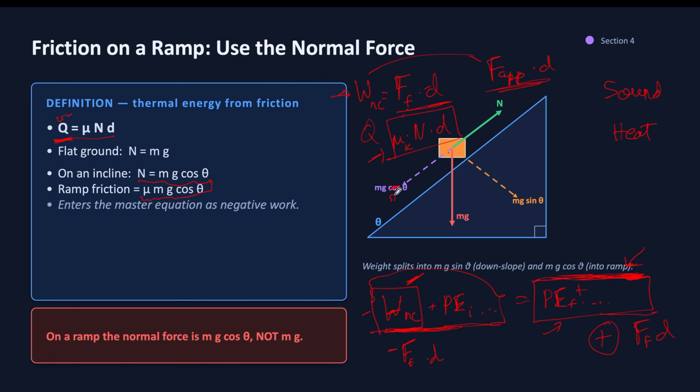So here, this would be mg sine. Mg cosine as if it was in this way, right? If the block was facing that way. And then here, this would be mg cosine, pushing outwards.